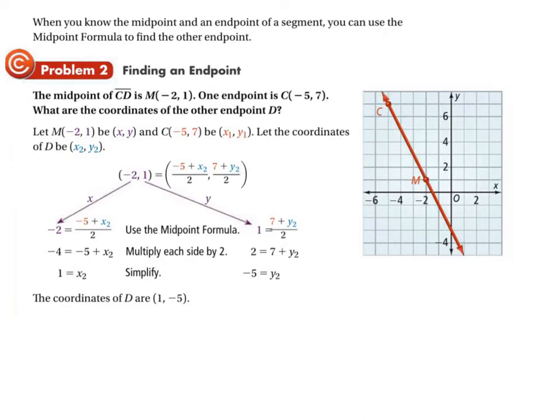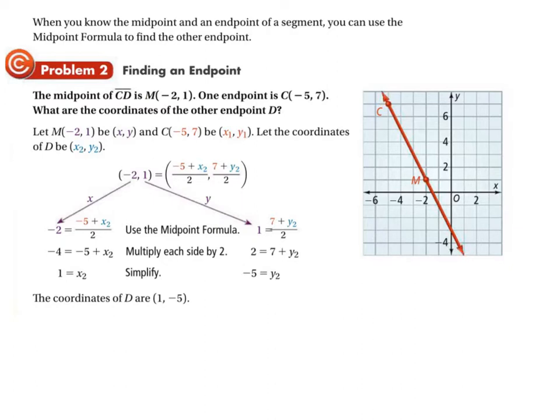Segment CD has its midpoint at -2, 1, and one of the endpoints, C, is at -5, 7. What's the other endpoint? Obviously, this is a line, so you're like, well, there's no endpoint. But if we called this a segment, CD, D is somewhere down here, and this is right in the middle, so it's got to be the same distance from there to there. How do we calculate it?